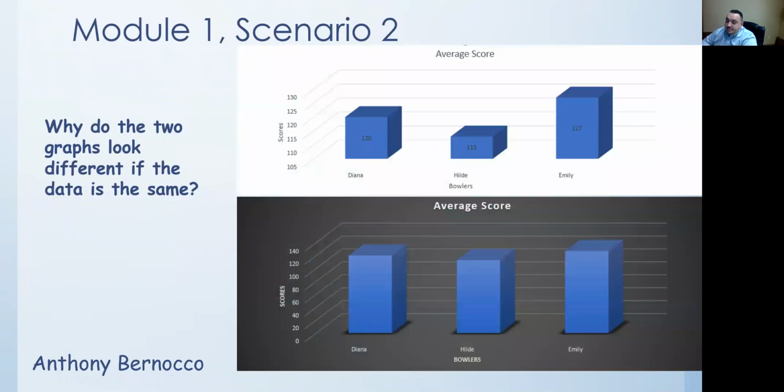Scenario 2. Why do the two graphs look different if the data is the same? If you look at the two graphs, the graph on the bottom starts at 0, and the graph at the top starts at 105. So the data is just presented in different ways, but the numbers are the same.